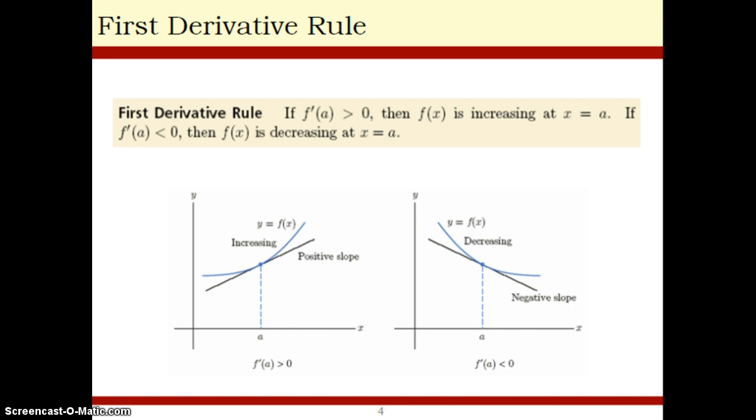It's basically saying that when you find a first derivative, if that first derivative is positive, then the function is increasing. If the first derivative is negative, then the function is decreasing. So it's pretty straightforward. It's increasing if positive, decreasing if negative.